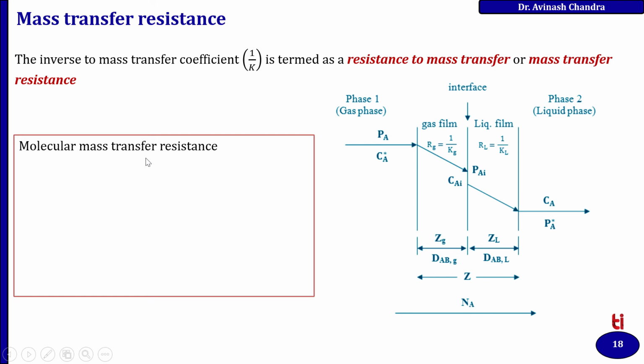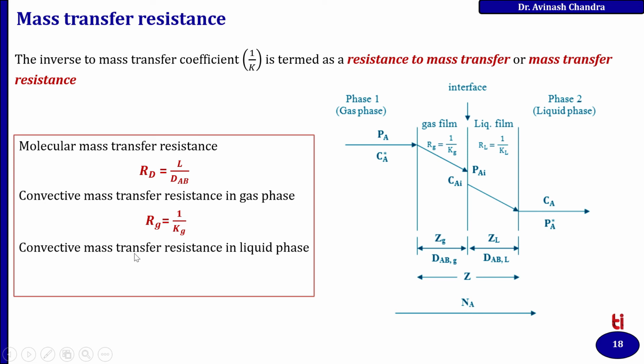So the molecular mass transfer resistance RD equal to L upon DAB. The convective mass transfer resistance in the gas phase RG equal to 1 upon Kg. The convective mass transfer resistance in the liquid phase RL equal to 1 upon KL.